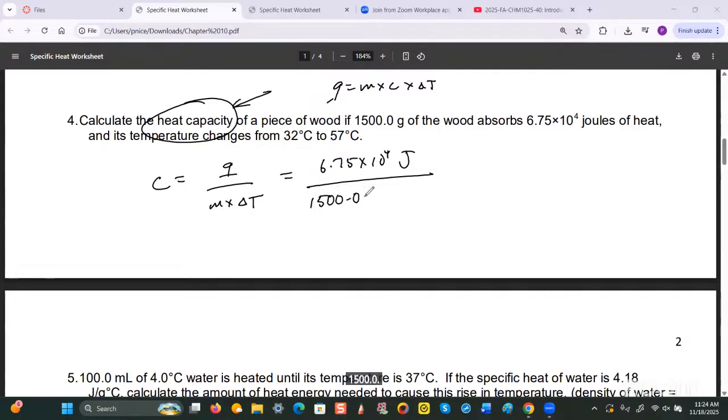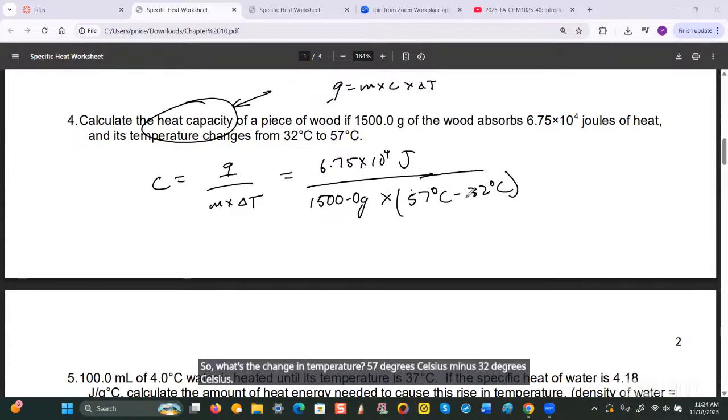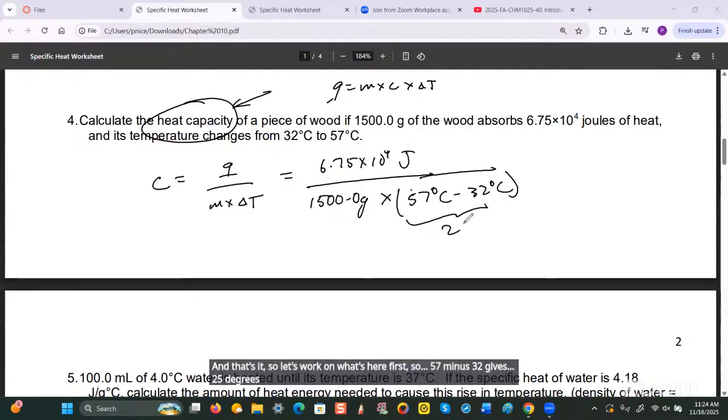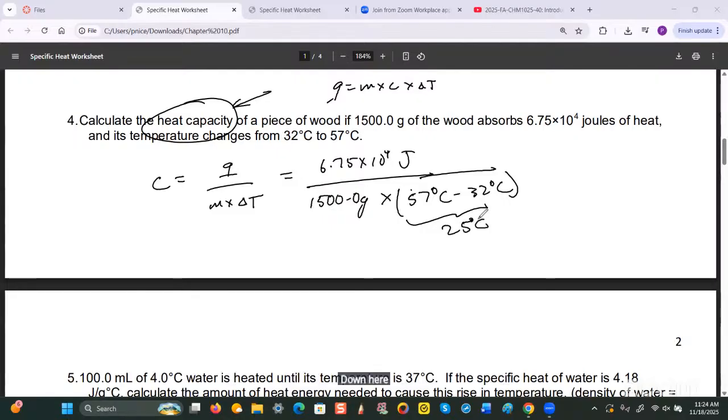And then what is M? 1,500.0 grams times, now we get to the delta T, which is the change in temperature. So what's the change in temperature? 57 degrees Celsius minus 32 degrees Celsius. And that's it. So let's work out what's here first. 57 minus 32 gives 25 degrees Celsius down here. And then let's do the rest, which would be 6.75 times 10 to the 4 divided by 1,500 times 25.